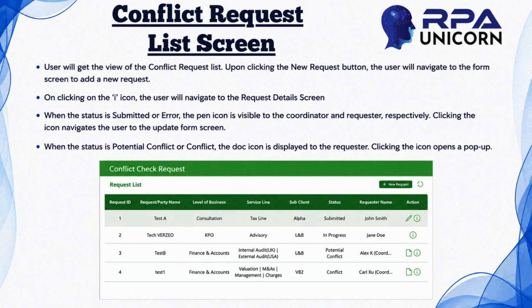We have also built in smart contextual action items depending on the request's lifecycle state. For instance, when a status is marked as submitted or error, a pen icon becomes visible to the coordinator or requester, respectively, allowing them to jump directly into an update form screen. Similarly, if a status changes to potential conflict or conflict, a doc icon appears for the requester, which quickly opens up a pop-up with more details. This interface keeps the entire process transparent, organized, and remarkably easy to navigate.